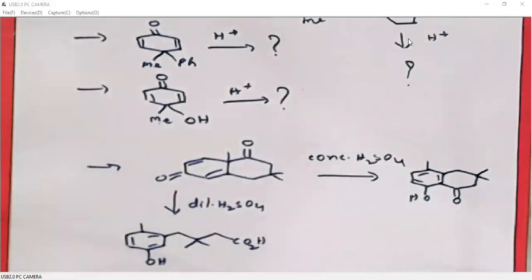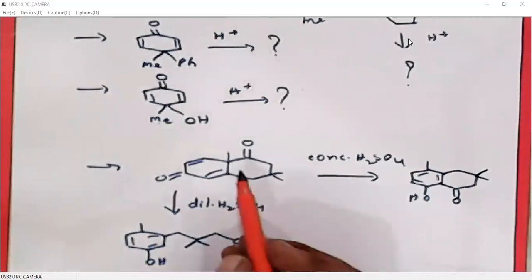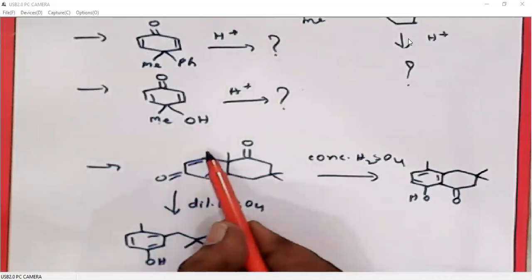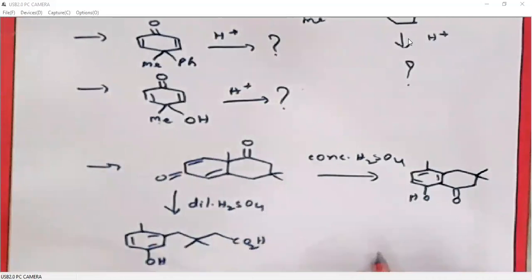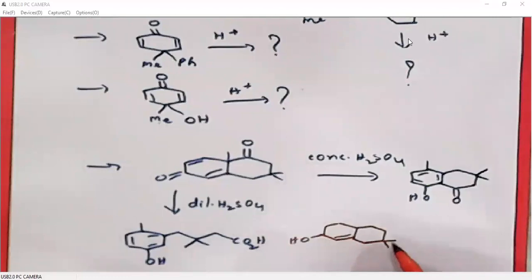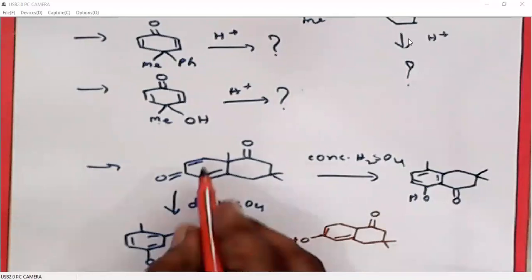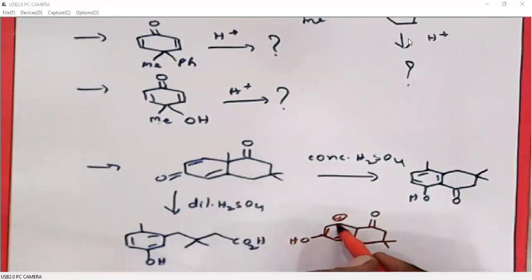First, we will see when protonation occurs on this carbonyl, then double bond migration occurs from this side. We are generating a carbocation here. So I'll write that. So we are migrating this double bond. We are generating a carbocation here.